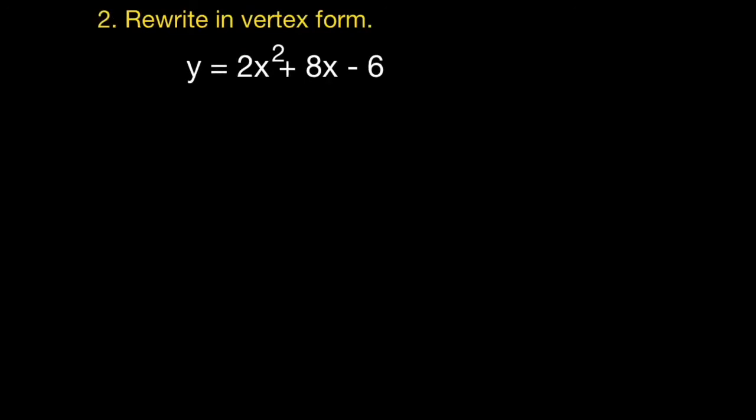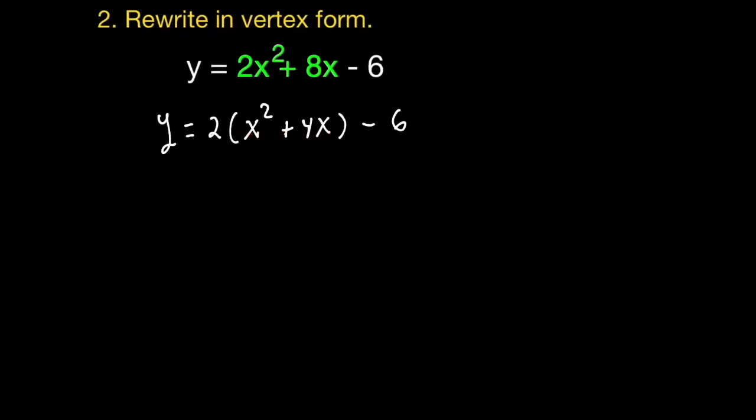In order to convert to vertex form, I'm going to need to use the x squared term and the x term. Now notice that here, the coefficient of x squared is not 1. We have a 2, so we have to factor out that 2. So I get y equals 2. And to find out what goes inside of the parentheses, we divide each of these terms by whatever it is that we factored. So 2x squared divided by 2 gives us x squared. And positive 8x divided by 2 gives us a positive 4x.